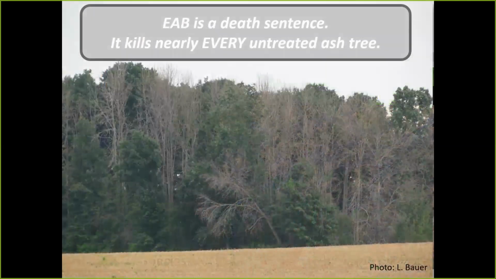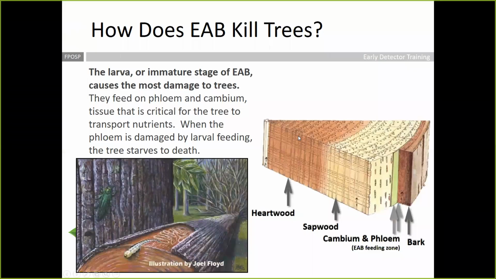So EAB is a death sentence, killing nearly every untreated ash tree, and this is a forest in Michigan where all the ash trees have been slaughtered by the emerald ash borer. And you can tell they're ash trees because they are dead. So how does it kill the tree? This is very different from the Asian longhorn beetle.